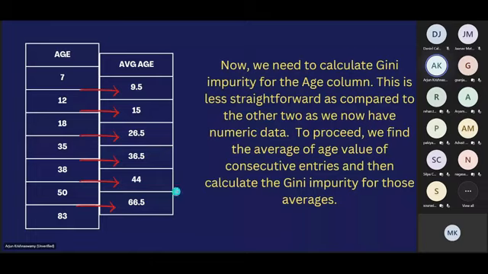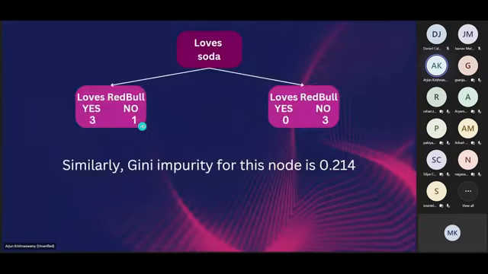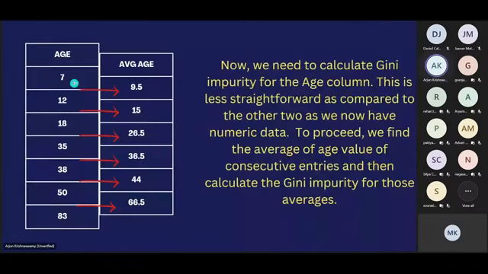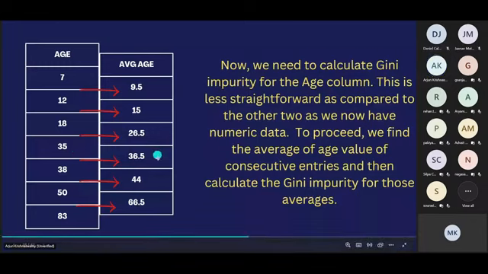So this contains numerical values, so it's not as straightforward as loves fruit juice or loves soda, because those are just yes or no values. We can't just use any one of them to directly classify. So there's a very smart method to deal with this problem. We find the average age of the consecutive cells here, and then we make another table, and we use this as the feature to perform the split. So we can use 9.5, 15, 26.5, and so on till 66.5, any one of them to perform our very first split, that is to decide if this can be a good root node.